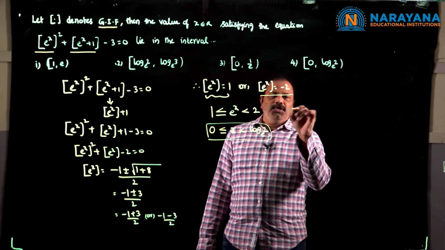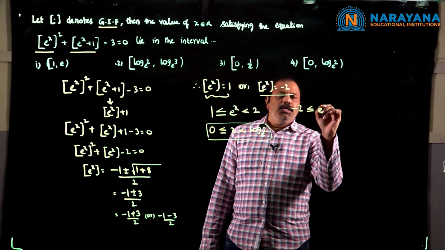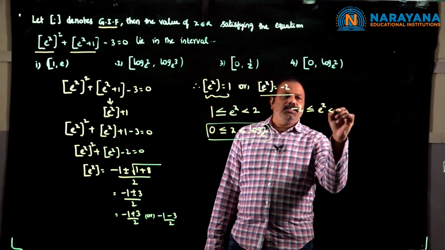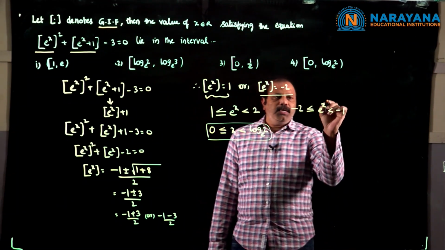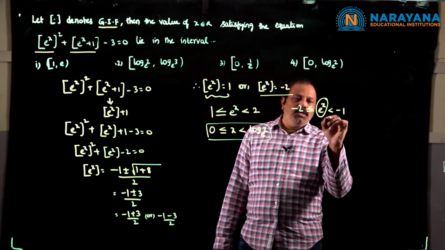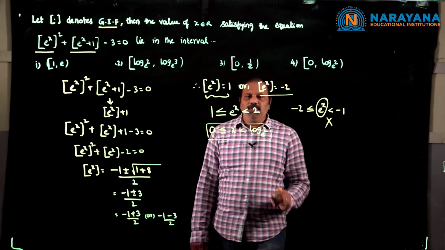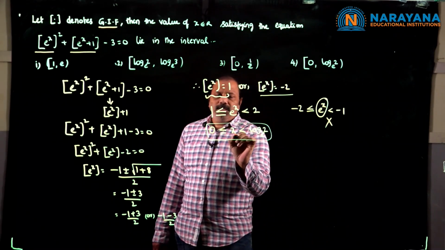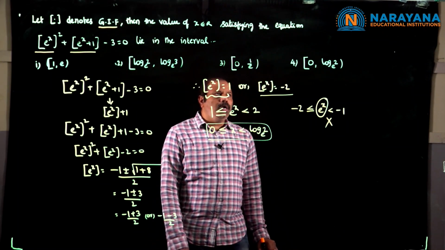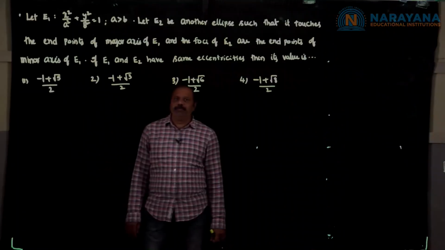The meaning of this is minus 2 is less than or equal to e^x is less than minus 1. e^x is an exponential function, it cannot take any negative value, therefore this is not a valid statement. Hence we have only one statement, that is x is in between 0 to log 2 to the base e. Therefore the fourth option is the correct option.